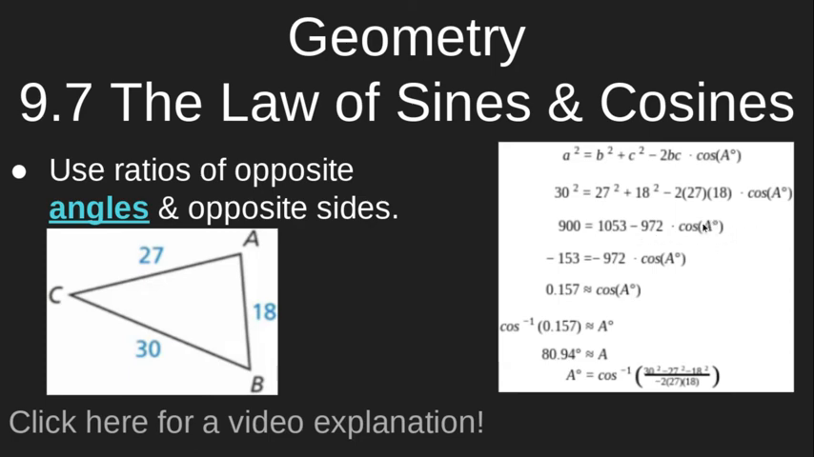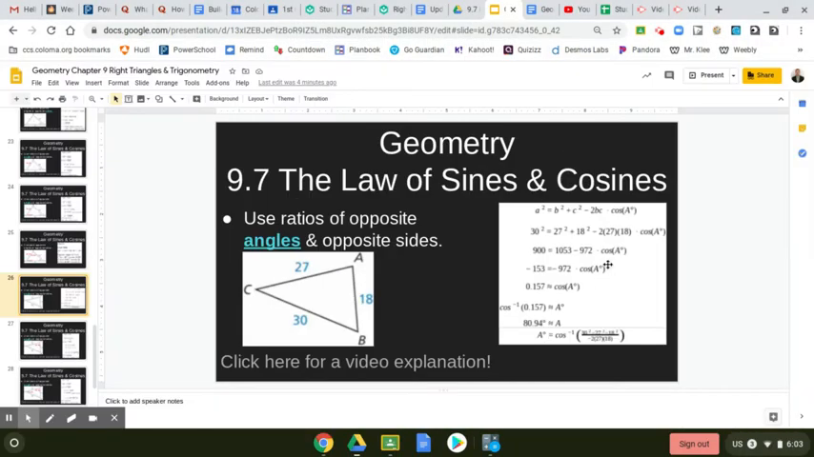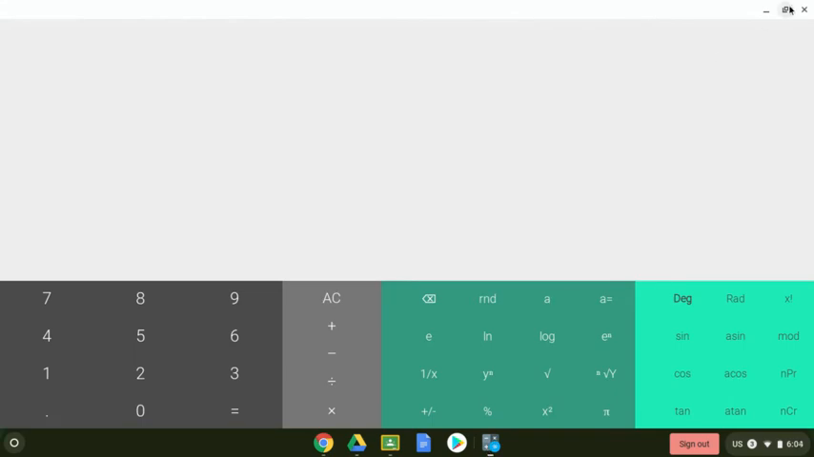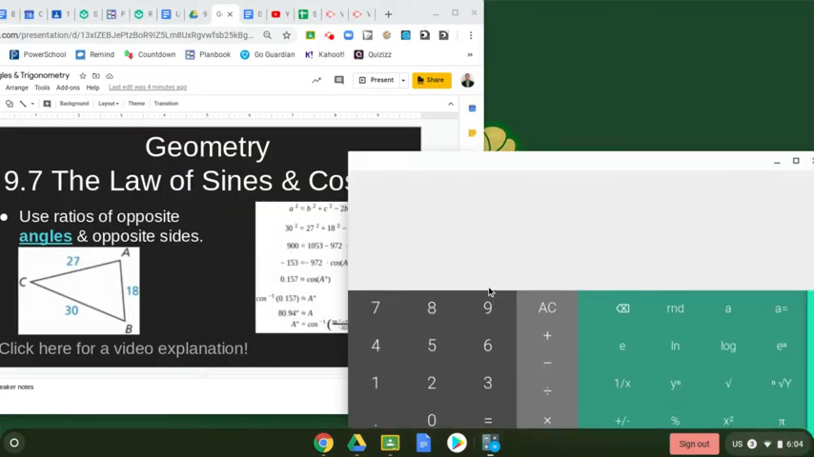From there, it's really a two-step equation. You're going to do 900 minus 1053, and 900 subtract 1053 gets us negative 153. And then we're going to divide by 972. I'm going to split screen this so you can see the calculator keystrokes. That would get me through this problem.